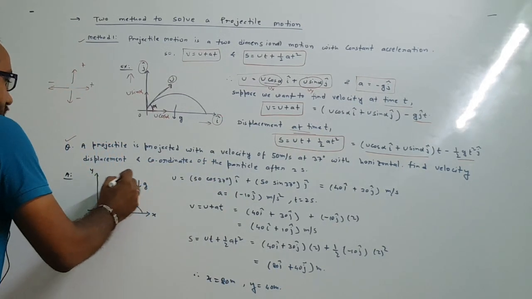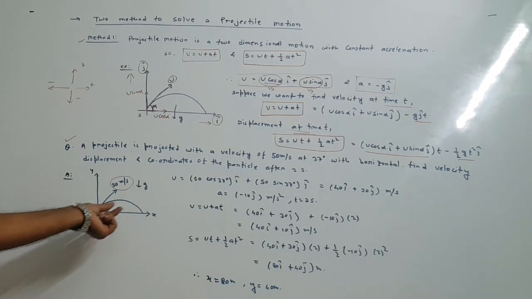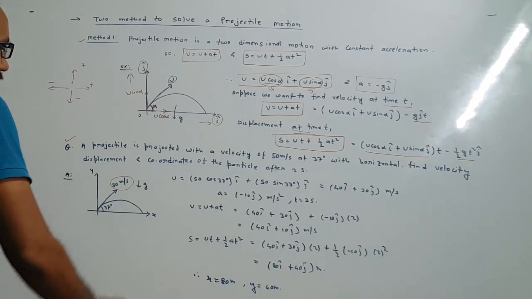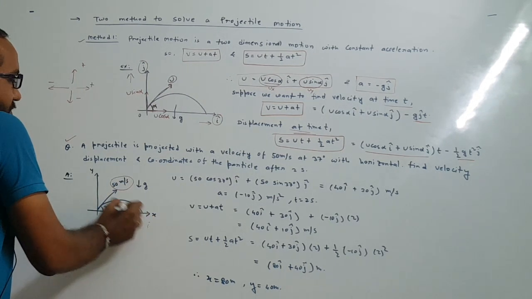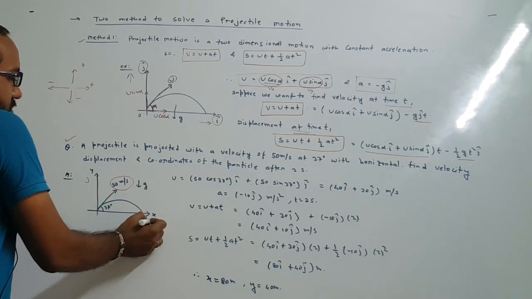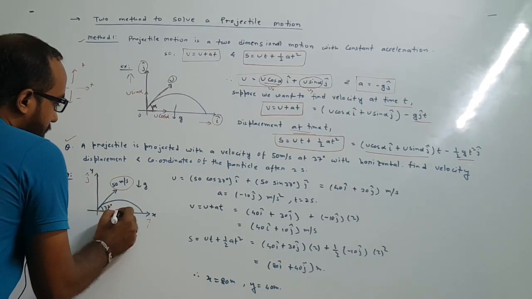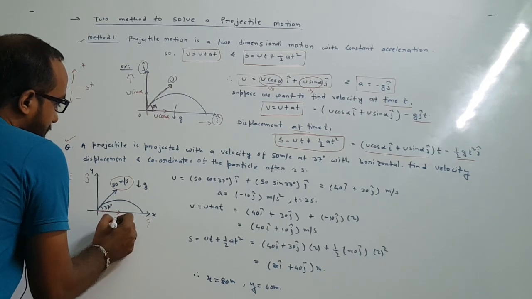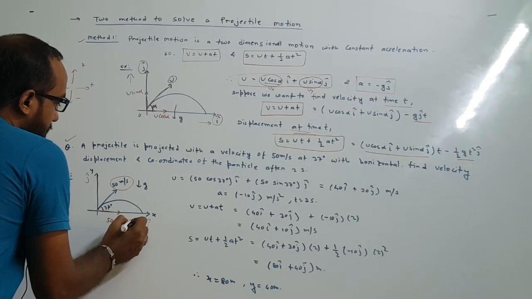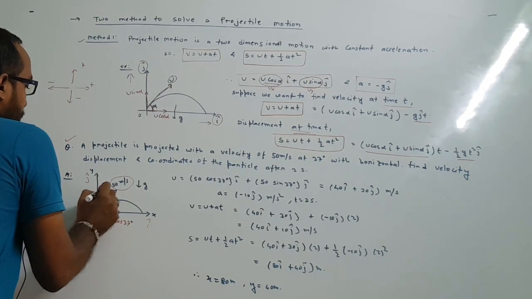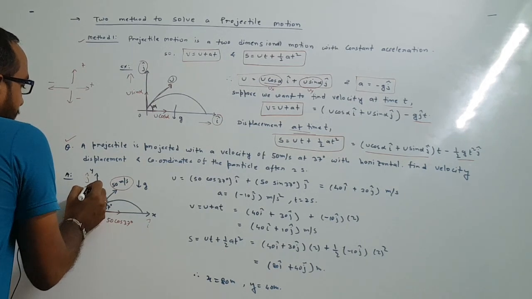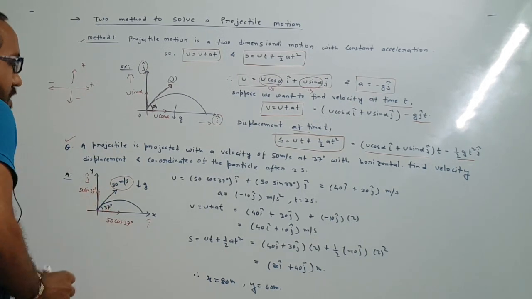So we have thrown this object with 50 meter per second at 37 degree with the horizontal, and this is i cap, this is j cap. So our horizontal component would be 50 cos 37 degree, and our vertical component would be 50 sin 37 degree.